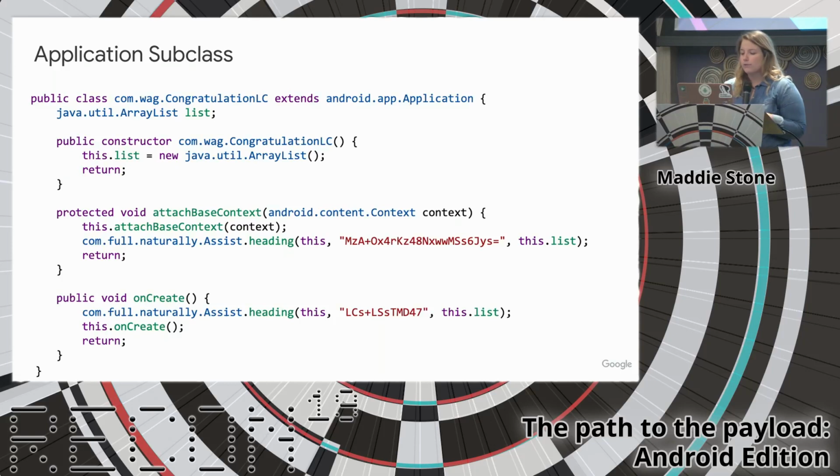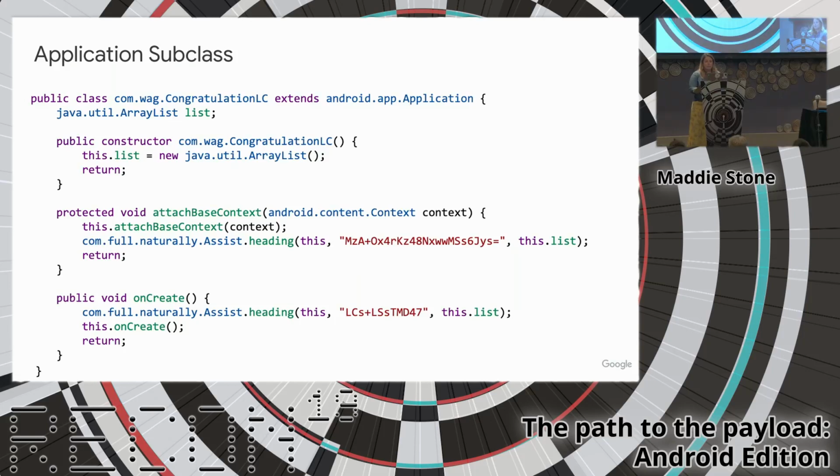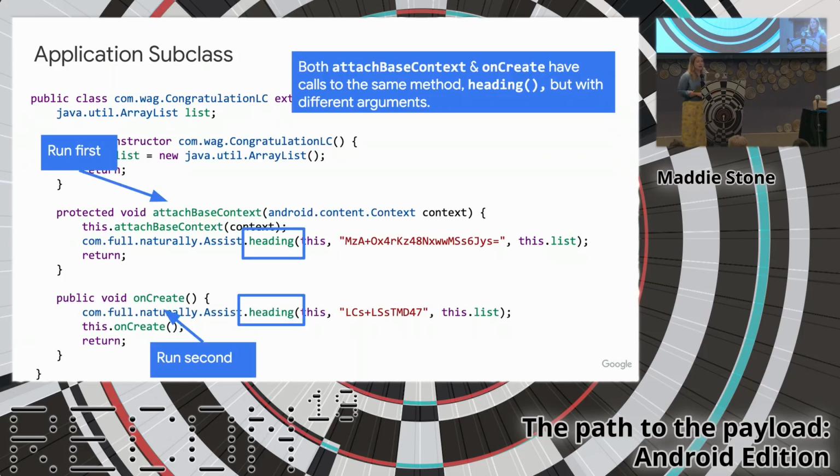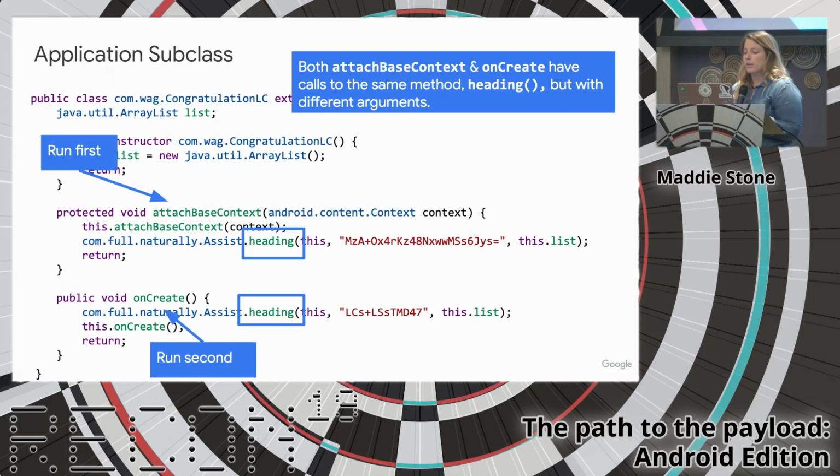And there's 2 different methods in here. We have attachBaseContext and onCreate. attachBaseContext is always run first, and then onCreate is run. One of the things first is that all of our strings are obviously obfuscated, and we'll come back to that. The next thing to note is that these 2 methods look exactly the same, have the exact same method call in them, only the difference is an argument. So we need to remember that the one in attachBaseContext is run first with its argument, and then onCreate runs that exact same method, but with a different argument.